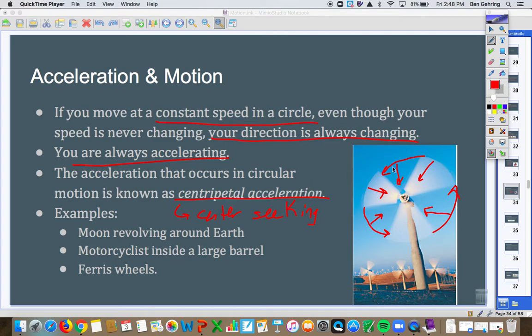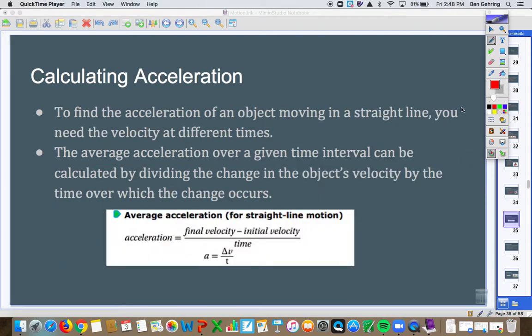Examples of places we see this: the moon goes around the earth, revolves around the earth. That is, the moon is constantly falling towards the earth, being pulled towards the earth. It just misses continually. Motorcyclists inside a large barrel, they'll stay on the side of the barrel. And then Ferris wheels do the same thing, constantly being pulled towards the center, just never getting there.